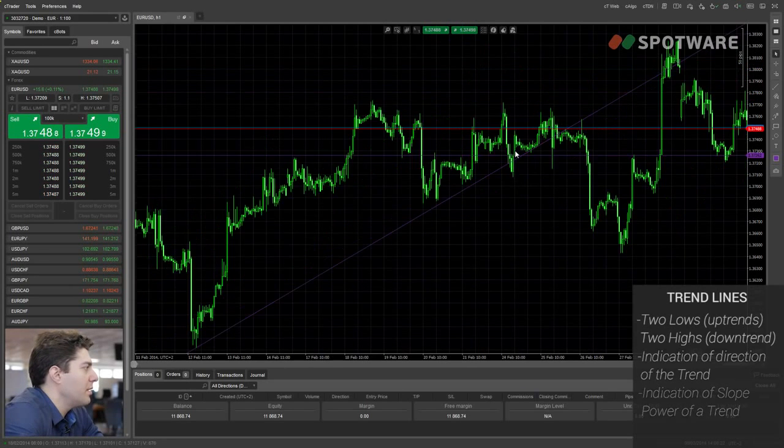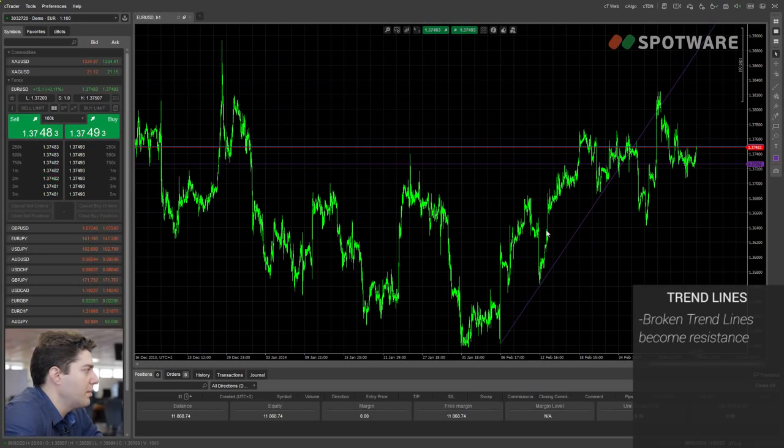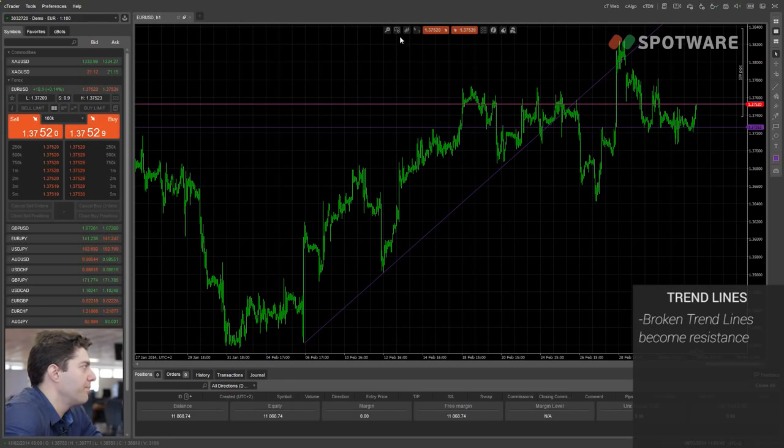An important thing to consider about trend lines is when they are broken, they often become resistance levels. This is one of the principles that we're going to mention before, but since we see here exactly what's happening, it's a good thing to mention. See, this trend line is broken, and then it immediately becomes resistance, and the price is going down again.